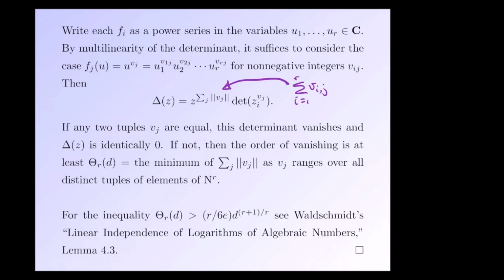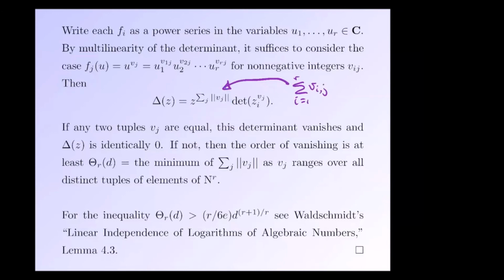Okay, so that just pulls out. And that's true for each column. So then you pull that z to the power of the norm of vj for each column. So then you get z to a sum of each of these. So this is the order of vanishing of this term, at least this.